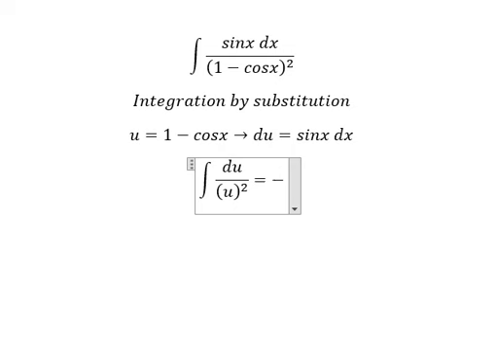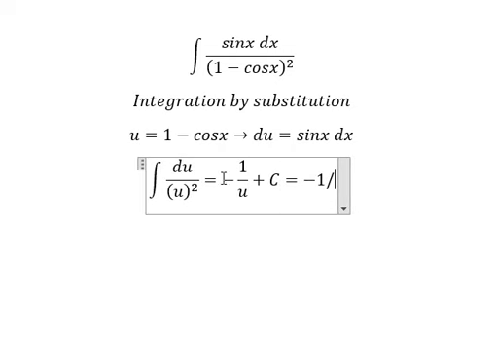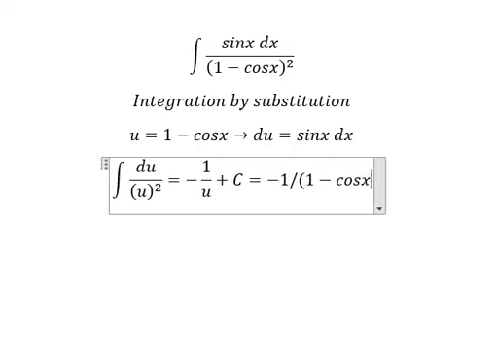This one we have negative 1 over u. About u, that is 1 minus cosine x.